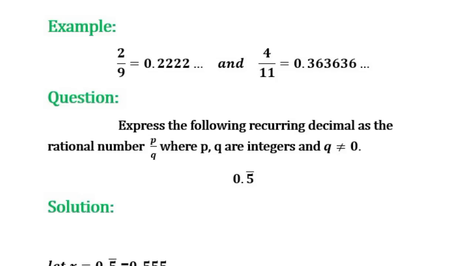Now in the end I have a question for you. The question is: express the following recurring decimal as the rational number p by q, where p and q are integers and q is not equal to 0. This is the definition of a rational number. The question is given: 0.5 bar. The bar on 5 tells us that 5 is repeating continuously.